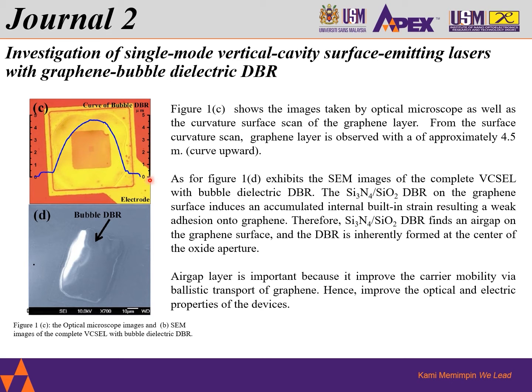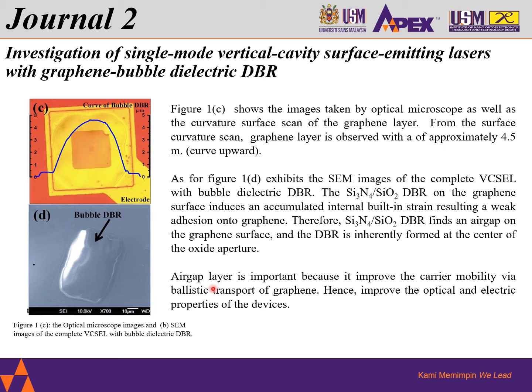upwards. As for figure 1d, these are the same images. We can see there is a bubble DBR here. This is because the silicon nitride/silicon dioxide DBR on the graphene surface induces an accumulated internal built-in strain, resulting in a weak adhesion onto graphene. Therefore, the silicon nitride/silicon dioxide DBR forms an air gap on the graphene surface, and the DBR is inherently formed at the center of the oxide aperture.